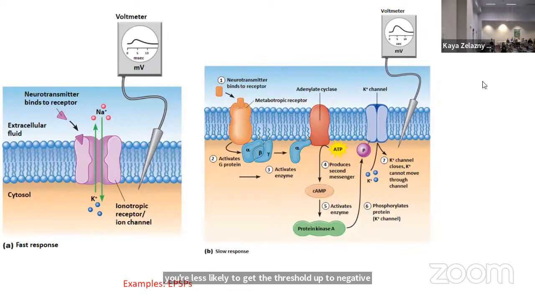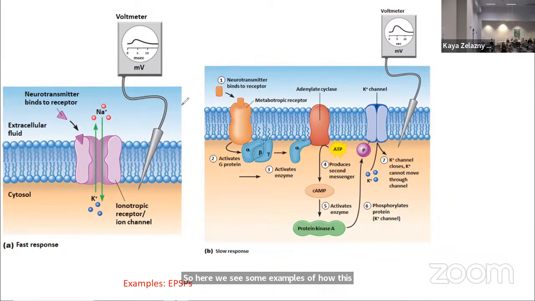So here we see some examples of how this would work, right? Okay. So we're looking at our extracellular fluid up top, right? So this would be fluid in the synaptic cleft. So our presynaptic neuron would be somewhere over here, right? And we're looking at our postsynaptic neuron on the bottom. Okay.